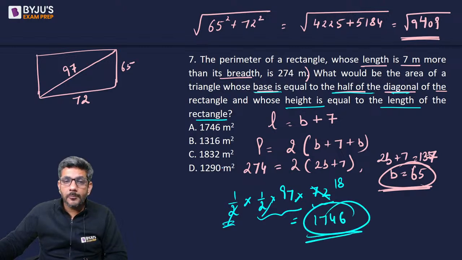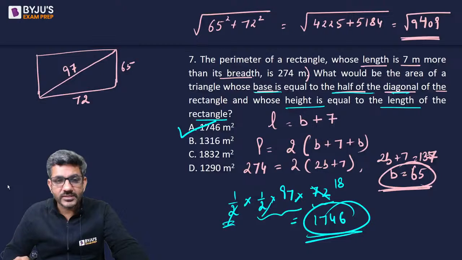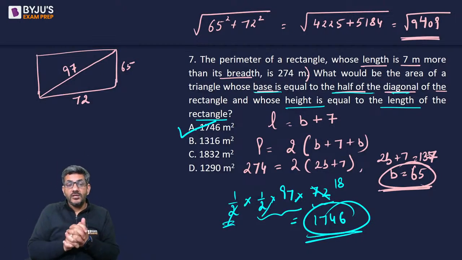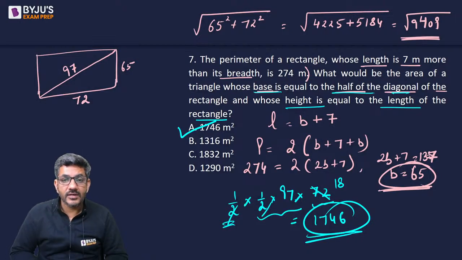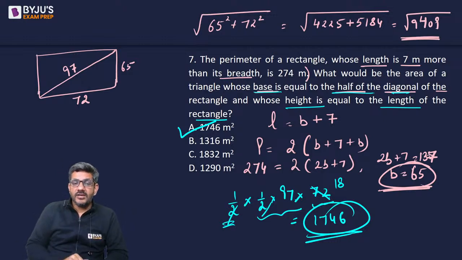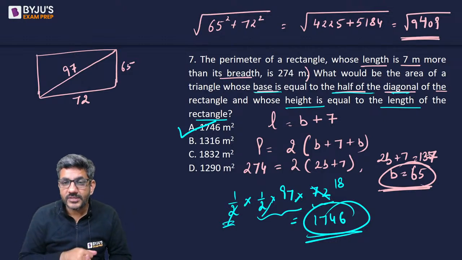So yes, option A is the correct answer for this question, 1746 meters square, which Music Core once again has got correct. 1746 meters square is the right answer for question number 7.